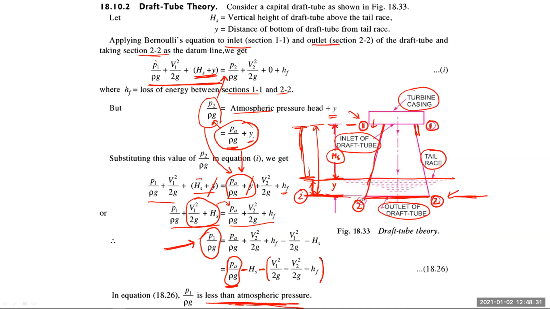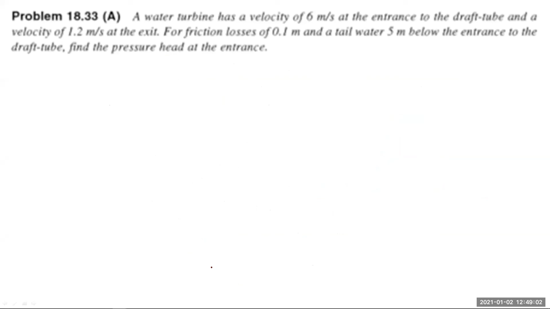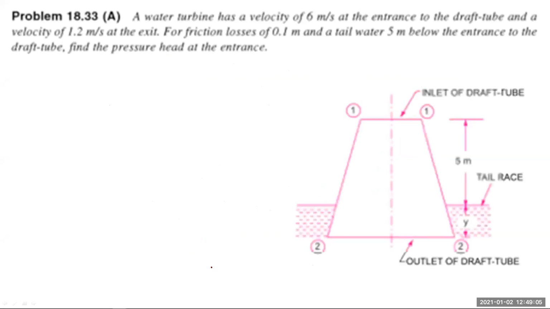If in your examination the question is asked to prove mathematically that the pressure head at the outlet of your turbine is less than atmospheric, or negative pressure, that term can also be used. Then you have to do this mathematical calculation, and you can show from here that the pressure at section 1-1 is less than atmospheric pressure. So this is about your draft tube theory. Now, do I have any numerical for this?